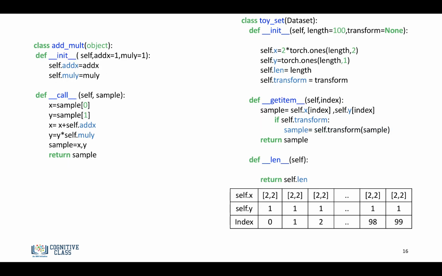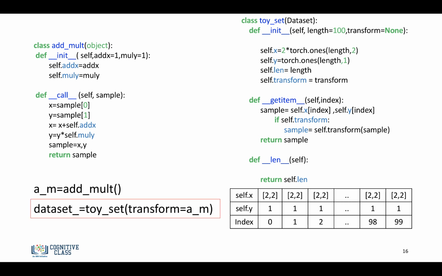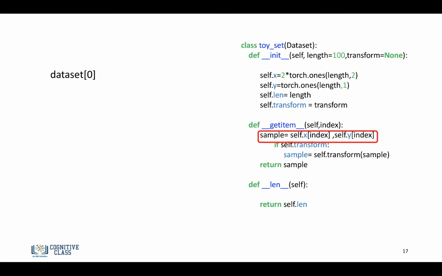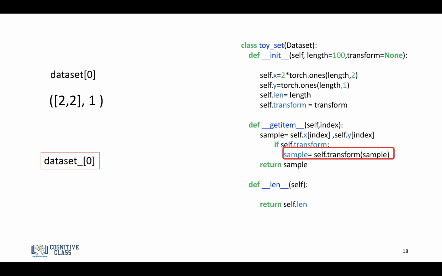So another way is to create the transform object and apply it in the dataset object constructor. So we create a transform object, and then when we construct our dataset, in the object constructor, the parameter transform will be set to our transform, in this case the object a_m. So we can call the first index, and what happens is it'll assign the values to sample x and sample y, but instead of returning the actual samples, it'll apply the transform to the data and return the result.